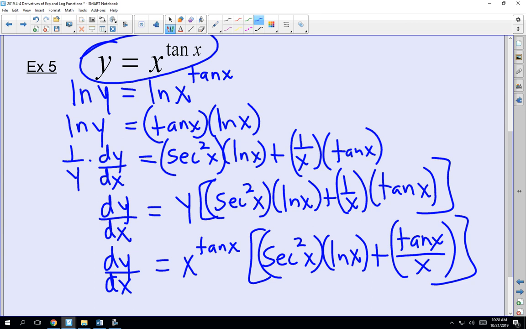So do not confuse those. When you have a variable base to a variable power, it's not the same as a numerical base to a variable power. So you can't use the new rules for e to the x or a to the x to find the derivative. But you can bring that power down using logs of each side.